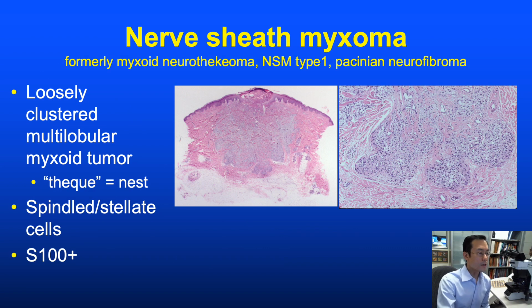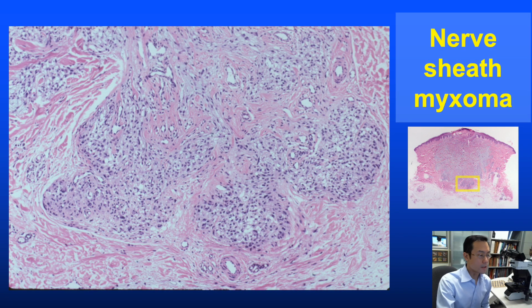Nerve sheath myxoma is a benign tumor that usually presents as a solitary papule. It can occur anywhere, but has a predilection for the fingers. And it's histologically distinctive. It's a dermal-based tumor with a loosely clustered multilobular growth pattern and myxoid stroma. The individual lobules of tumor cells can be characterized as theques or nests.